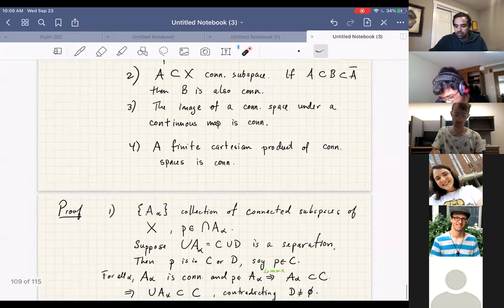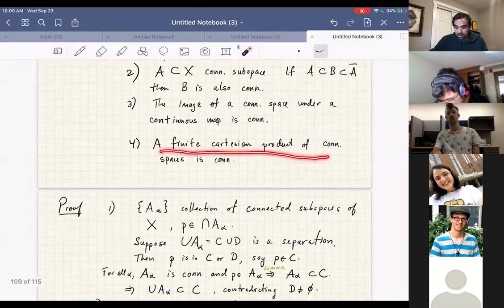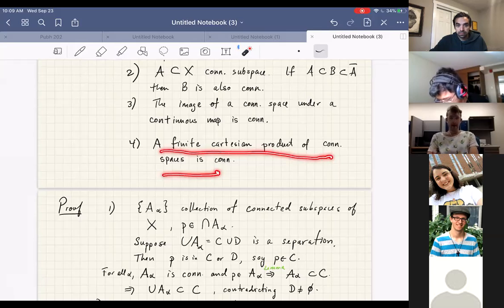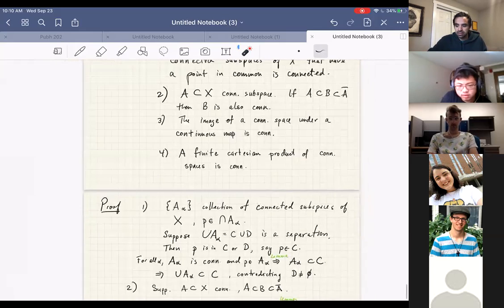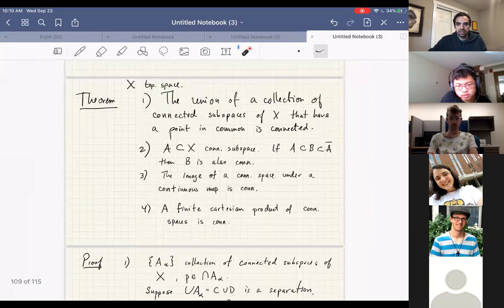And finally, I will prove that a finite Cartesian product of connected spaces is connected. And maybe in the exercises, I will make you prove that this is true for infinite arbitrary products if I equip the Cartesian product with the product topology. But it's not true if I equip it with the box topology. Okay. Any question about the statements that I'm going to prove in the last 10 minutes?